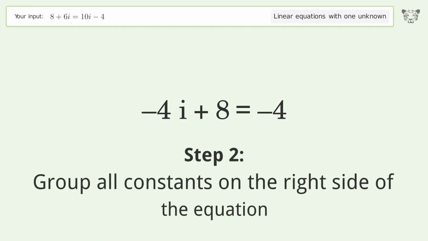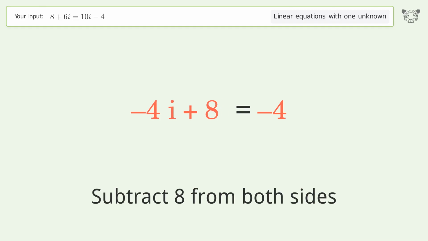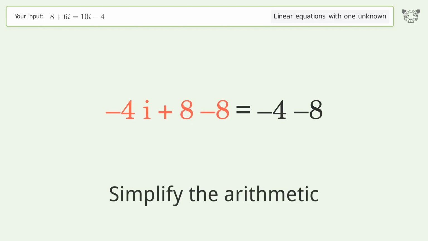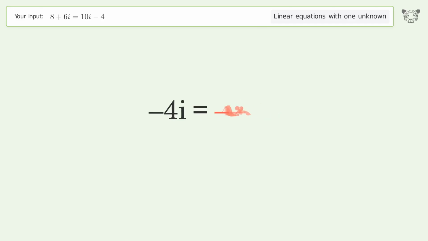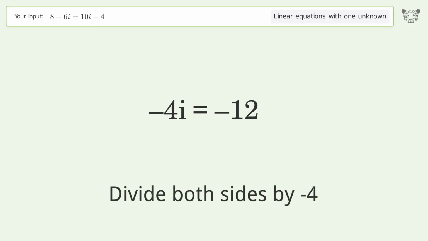Group all constants on the right side of the equation. Subtract 8 from both sides. Simplify the arithmetic. Isolate the i. Divide both sides by -4.